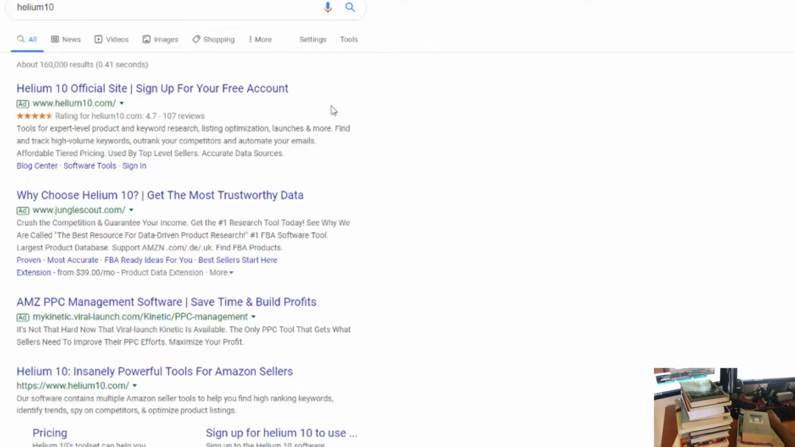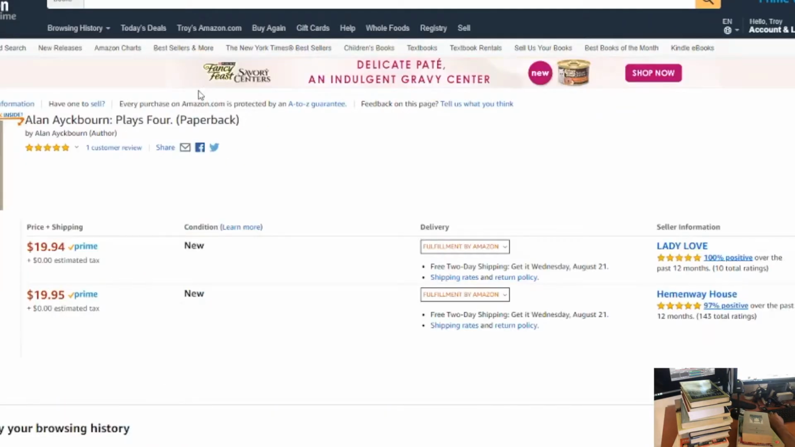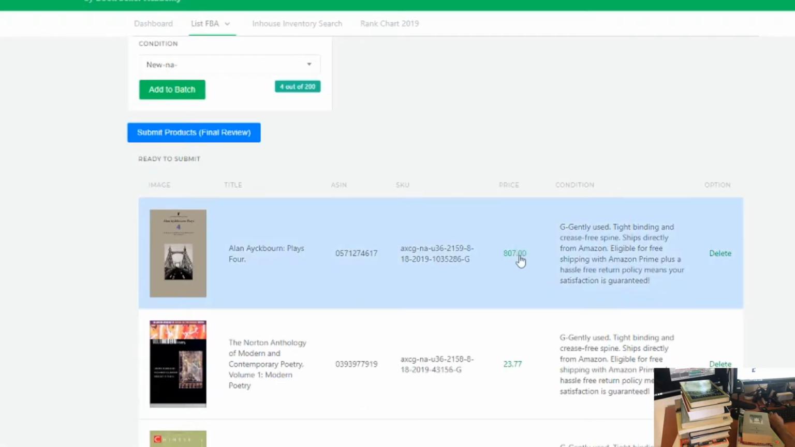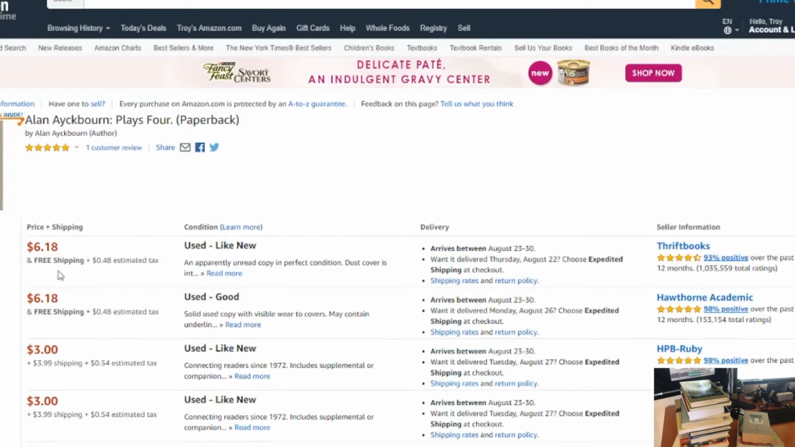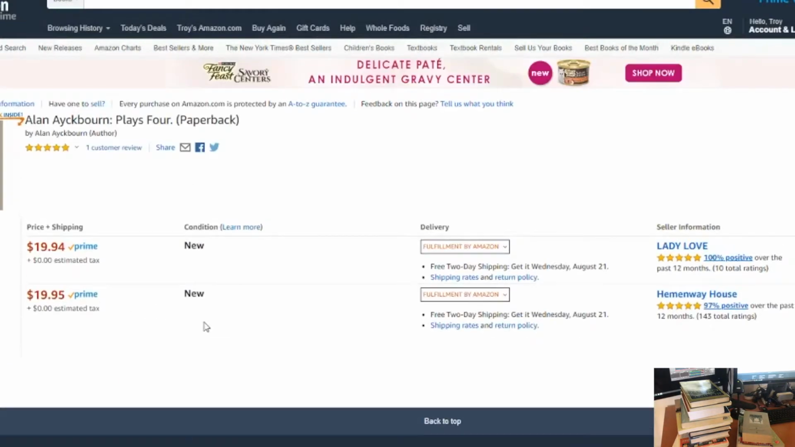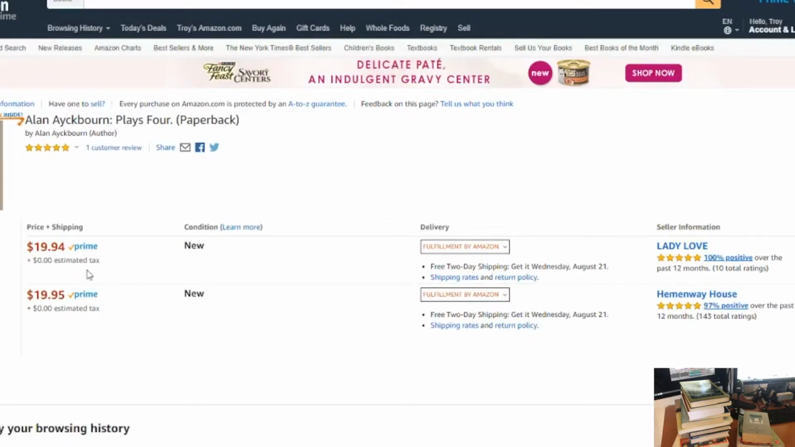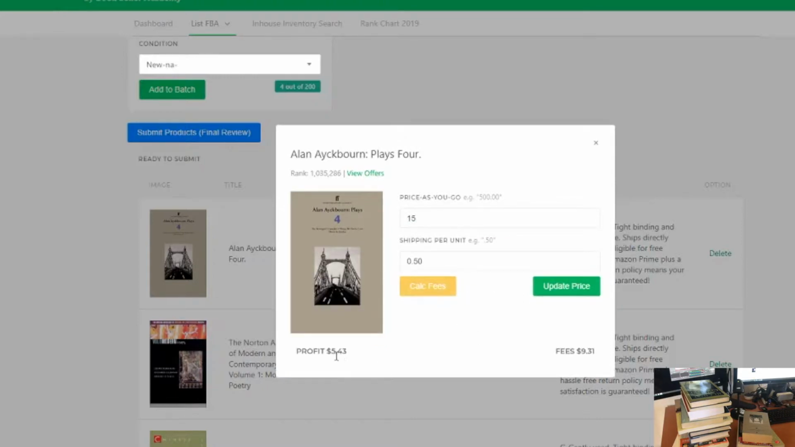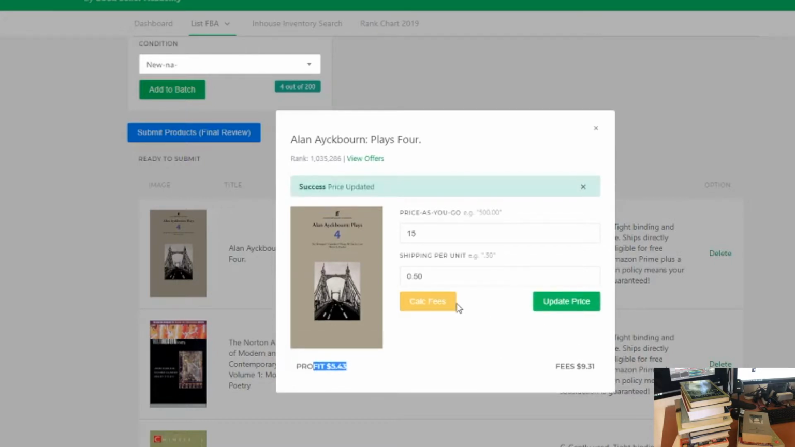Because I really want to see this at, I don't know what I should price it at, but you could also click here and let's look at the offers again. Let's look at Prime, and I'm just gonna go ahead and price this at $18. Let's make it 15. Let's calculate the fees. Profit still $5. Fees $9. That's fine.